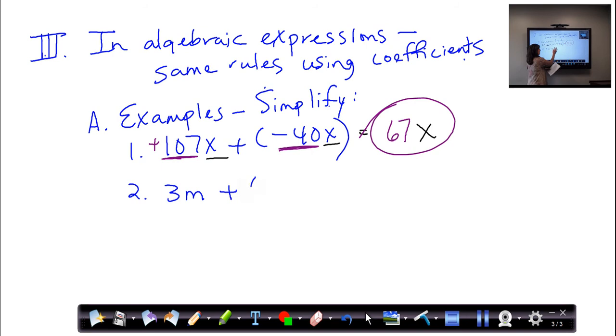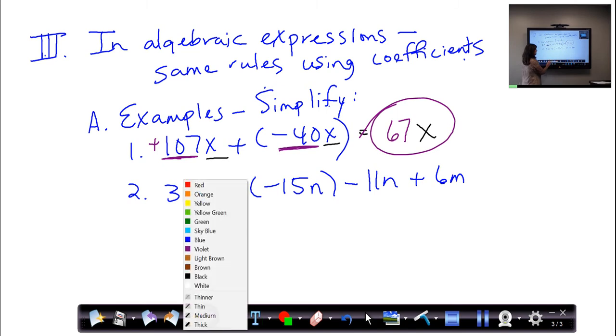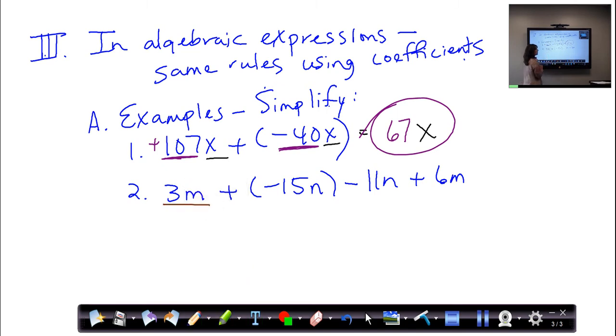3m plus negative 15n minus 11n plus 6m. Again, like terms have the same variables. So as I look at this, I see, okay, I have an m here and I have another m here. Well, that's pretty easy because that one says I have 3 m's in the pile. I'm adding 6 more m's in the pile. I have a total of 9 m's in that pile sitting in front of me.